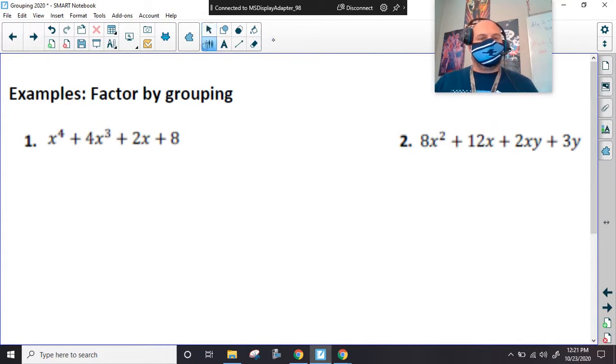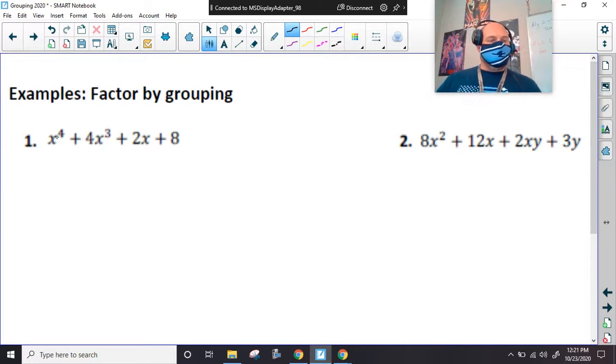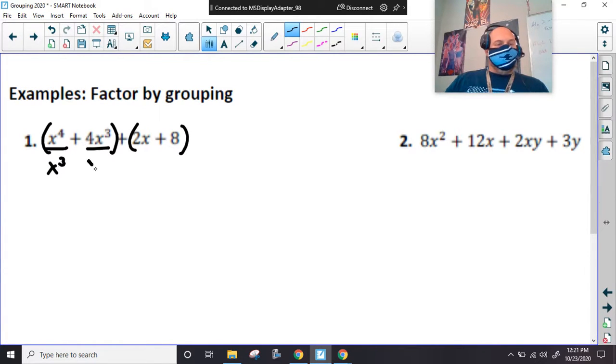All right. So first thing, number one, we're going to put parentheses around those two groups. Now, what's the GCF of this first one? Yep, x cubed. What's the GCF of the second grouping? 2. So we have x cubed, and we're going to have 2.